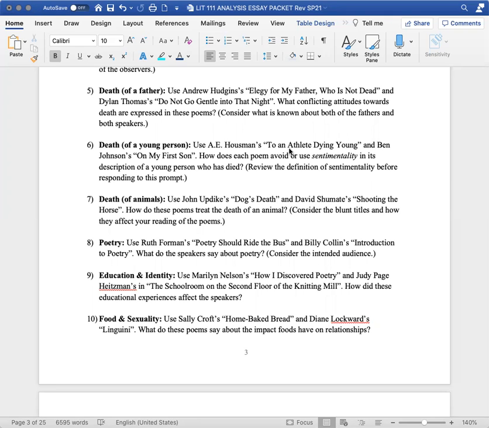My tip is to consider how blunt the titles are and the effect that those titles have on reading the poem. It's not that you're talking about how the titles made you feel, but I want you to think about why both of those titles are blunt, and how that is a part of the treatment of the death of an animal. Okay. So the question is how? How do they treat the death of an animal? So your thesis would be giving ways that the death is treated.